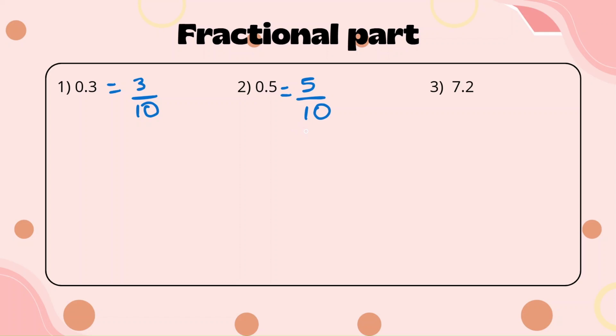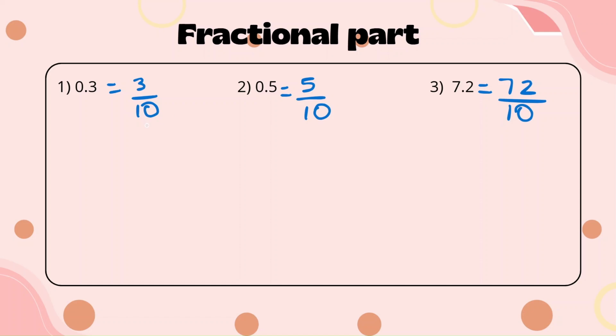That means this fraction and this decimal number are both the same. This decimal number can be written as this fractional number, and this fractional number can be written as this decimal number. And how to write this? Write that number as it is, and if there is only one digit in this decimal number, then it is with 10. Only one digit means with 10. So this is the fraction part.